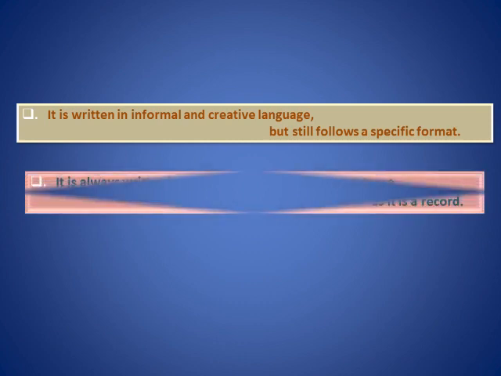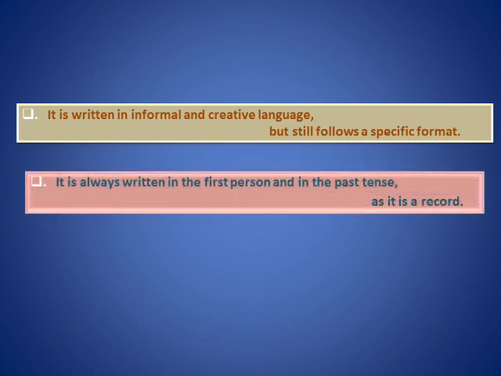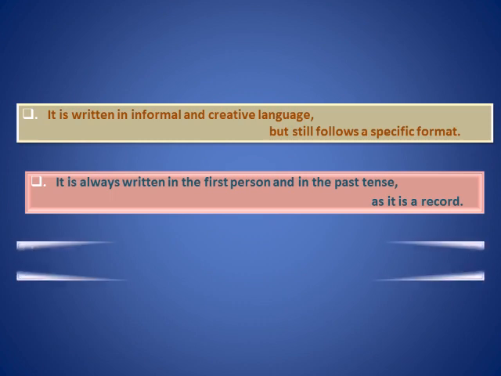Then it is always written in the first person and in the past tense. First person means when you are writing the diary, you are writing about yourself, and the tense will remain past, as it is a record. Basically, it happened in the past.